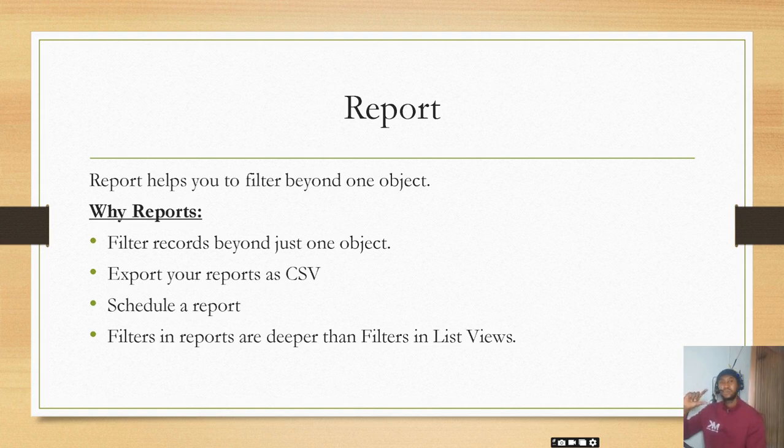Okay, now let me take it one by one to explain. Okay, now when we say filter records beyond one object, what that simply means is that you can filter multiple objects and do some comparison. This is still going to take us into our next class. We will be talking about dashboards, but let's leave that for now.